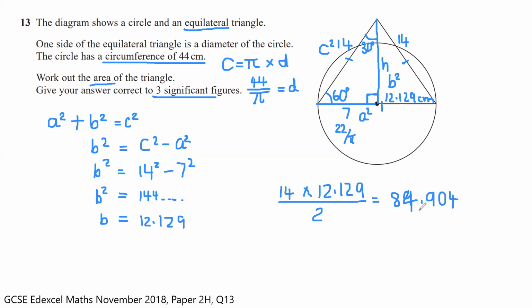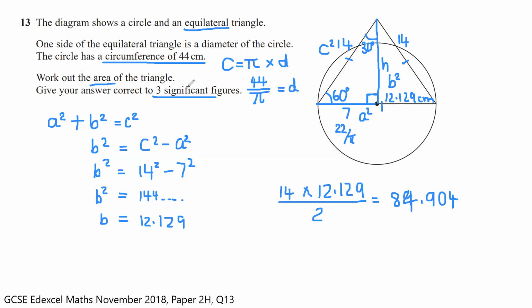You might get something slightly different depending on where you've rounded. Again, I did use the answer button for the calculator, so hopefully it should be coming out something similar to this, but if you look at the mark scheme, there is a range of values, so you can have anything between 84.5 and 85.5 as an acceptable answer.